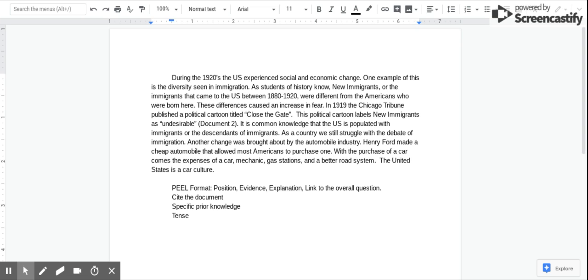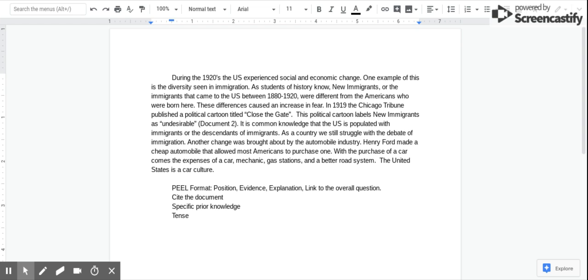So the first one I'm going to talk about is, and this is my position, one example of this is the diversity seen in immigration. So my position is that the diversity of immigration is going to be the first change. And I'm going to start off, instead of having my evidence come from the document, with my explanation. So I'm going to flip it a little bit.